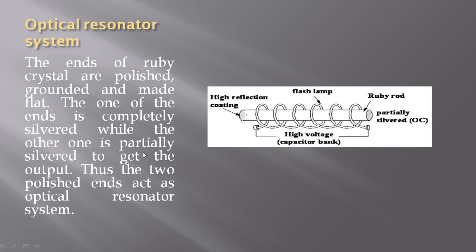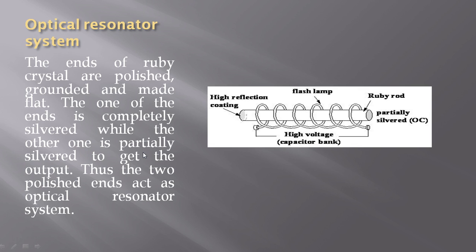In the first laser, that is the ruby laser, when it was constructed the first time, the ends of the ruby crystal were polished, ground and made flat. One of the ends is completely silvered, while the other one is partially silvered to get the output. Thus the two polished ends act as the optical resonator system.